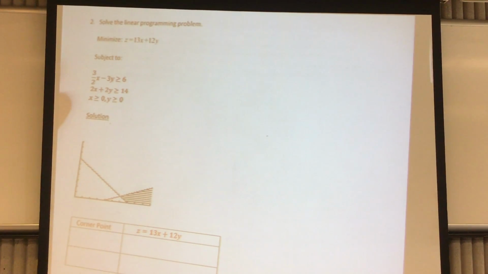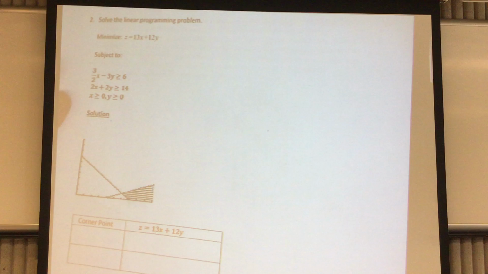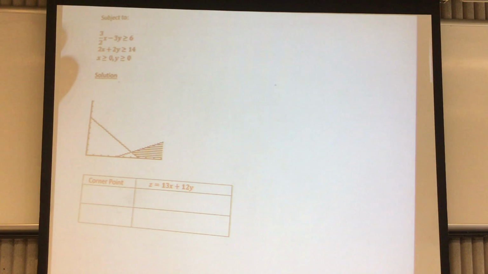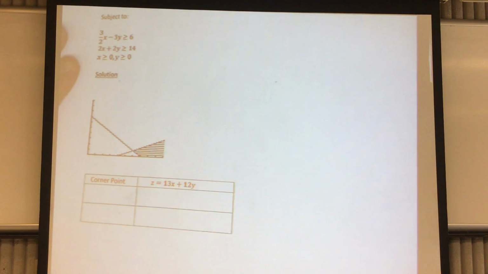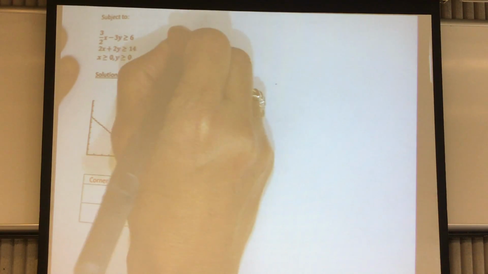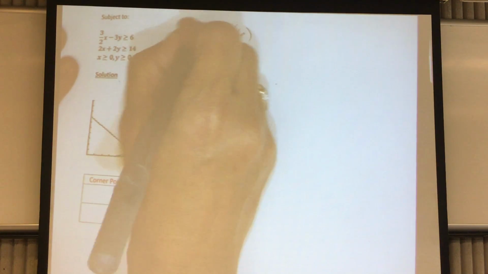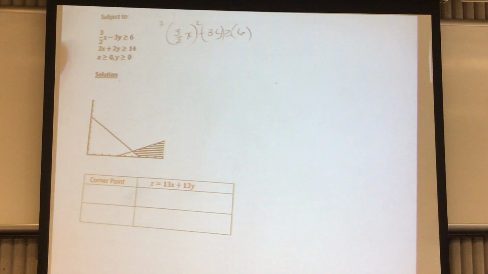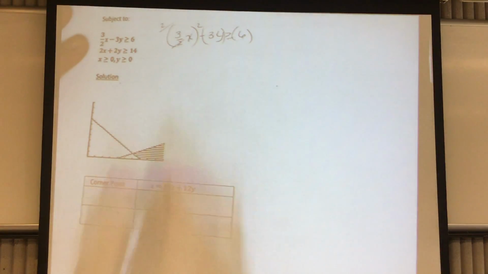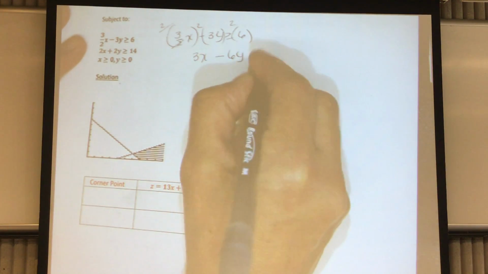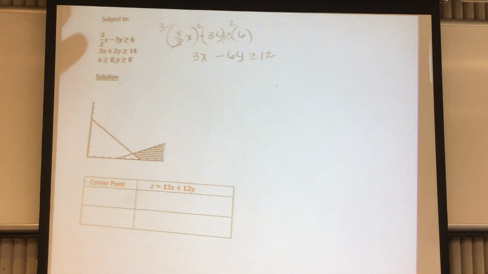Now let us continue with number 2. Here, this problem, you want to minimize the following objective function. So minimize z equals 13x plus 12y subject to the following constraints. So let's first get rid of that fraction. So let's get rid of this 3/2 by multiplying all terms by that denominator of 2. So by doing that, we cancel the 2 and we're left with 3x minus 6y is greater than or equal to 12.